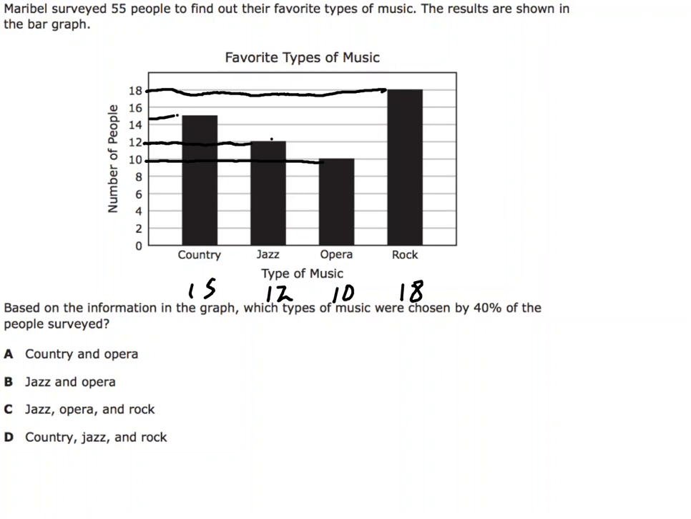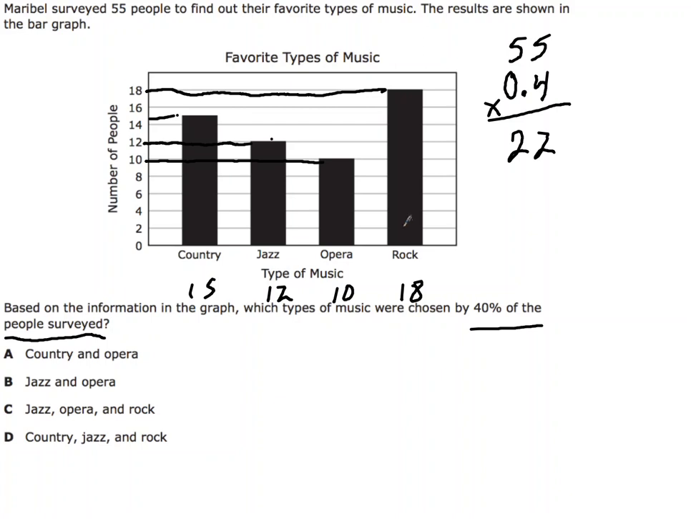So, based on the information, which type of music were chosen by 40% of the people surveyed? So we have 55 people surveyed, and then we have 40%, but we can't multiply with 40%. So 40% becomes 0.4, and when you multiply 55 by 0.4, you get 22. So we're looking for 22 people.